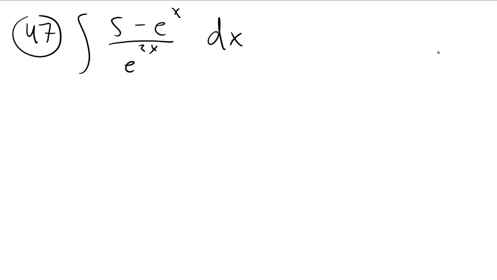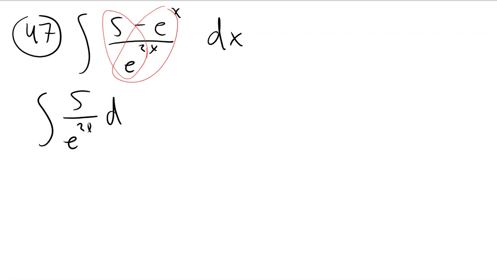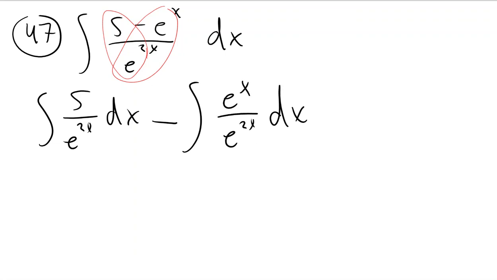Well, in this one, I could see where you would maybe have trouble getting it started at first. But before you get into calculus, just use exponent rules. You can split apart a fraction, so we can integrate 5 over e to the 2x dx, and then subtract the integral of e to the x over e to the 2x dx. Split apart your fraction first before you do calculus. Over here, this one reduces.